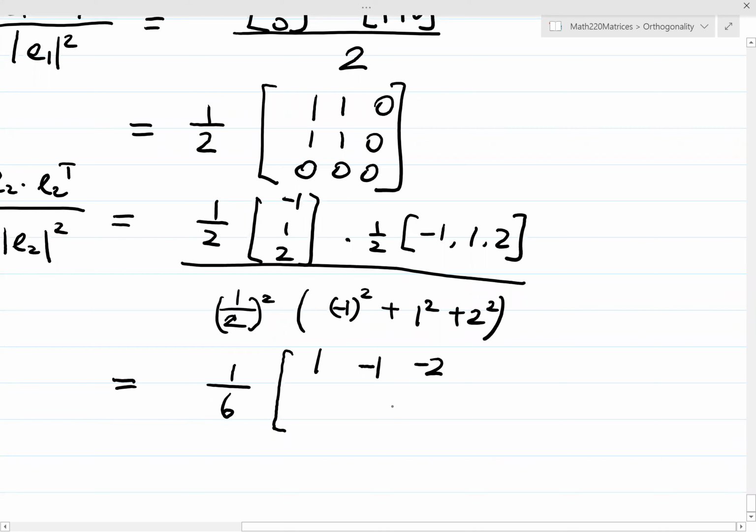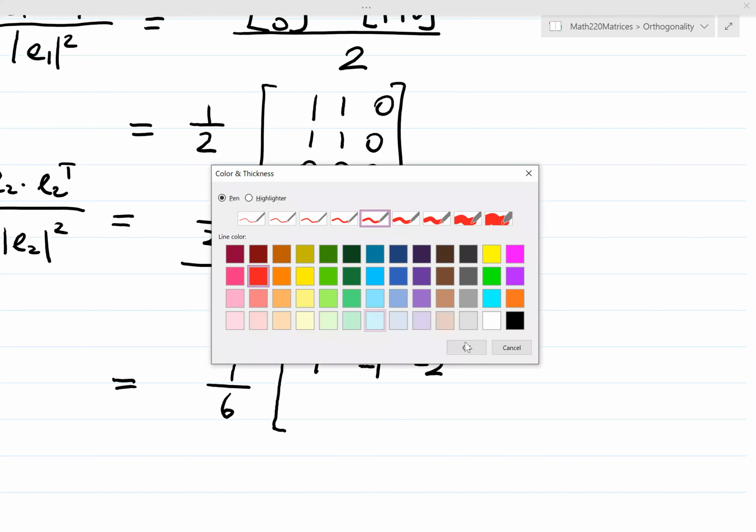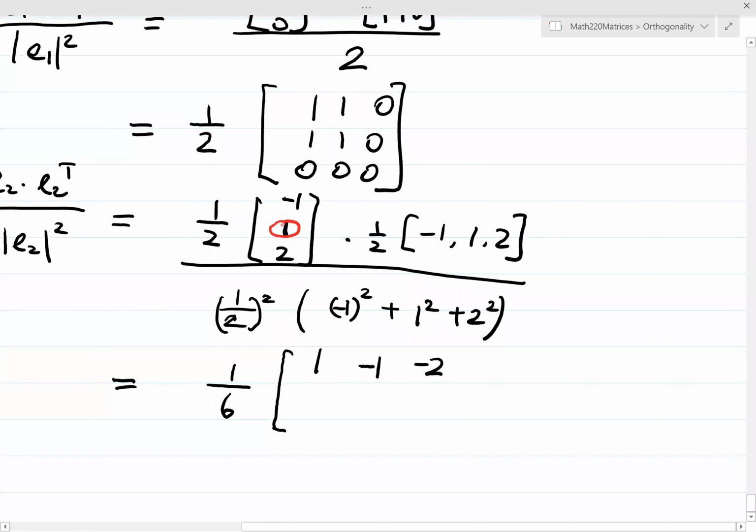Now the next is the multiple 1 of the vector. So look at the second component of the column vector, the second row. You see the second row is 1. So 1 multiplies the row vector, and we get -1, 1, 2.